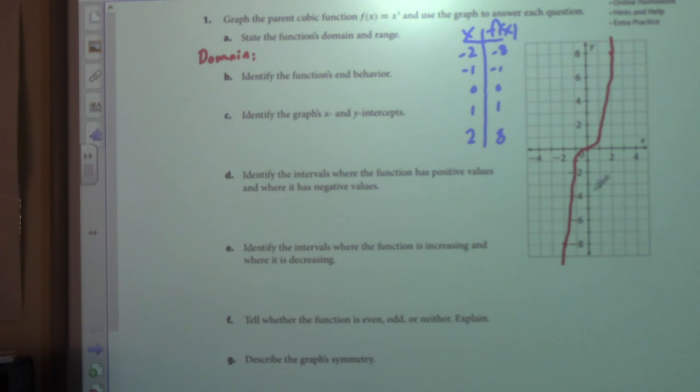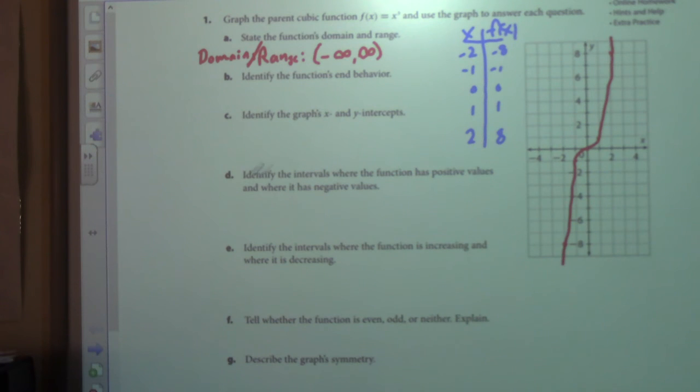What's our domain, or possible x values, for this function? All real numbers. And what is the range going to be? Also all real numbers. So I'm going to put domain/range. It's going to be all real numbers, so we're going to write that as -infinity, comma, infinity.